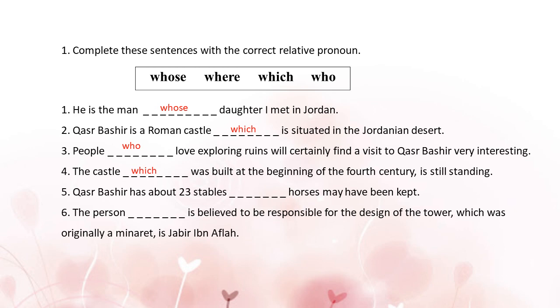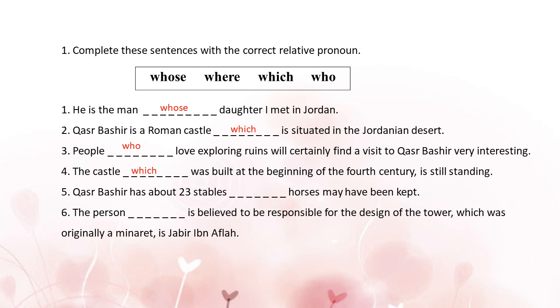Number 5. Again, Qasr Bashir had about 23 stables. Yes, stables. Horses may have been kept. Focus here. Qasr Bashir has about 23 stables. Horses may have been kept. Now, the whole sentence is talking about Qasr Bashir, which is a place. So even though we have where or which, if something happened, if there is something inside, yes, we choose where. If nothing happened, we choose which.